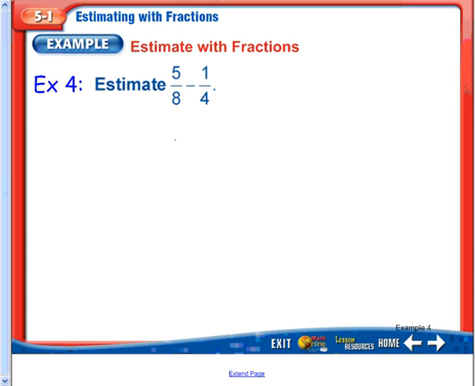5/8 is greater than 1/2, so we will round to 1 whole. And 1/4 is less than 1/2 because 2/4 is 1/2. 1/4 we will round down to 0, and 1 minus 0 equals 1. So 5/8 minus 1/4 is about 1 whole.